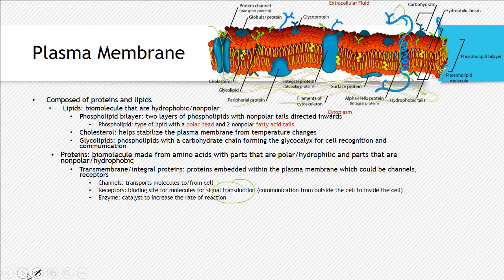Enzymes are these proteins that help increase the rate of reaction, and that's what a catalyst does. It increases the rate of reaction. So things like, say, some of the brush border enzymes within the small intestine to help digest molecules to become smaller molecules, they will end up increasing the rate to break these molecules down quicker.